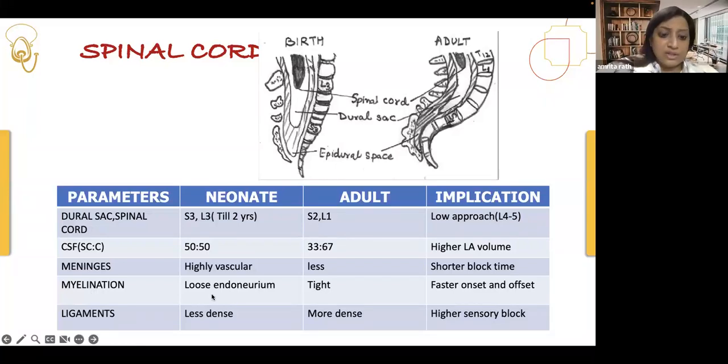Then comes myelination. They have a loose endothelium, so the drug migrates faster and they have a faster onset and offset. Next come the ligaments. The ligaments are less dense, so they have a higher sensory blockade.